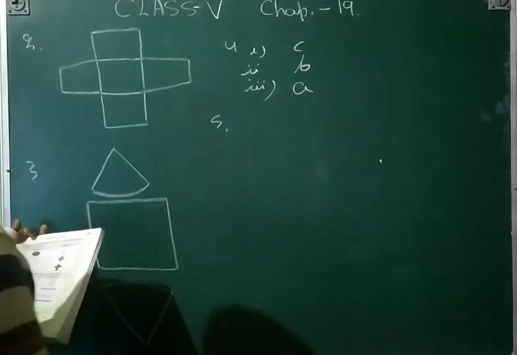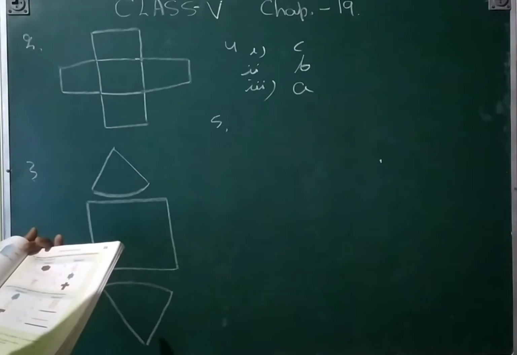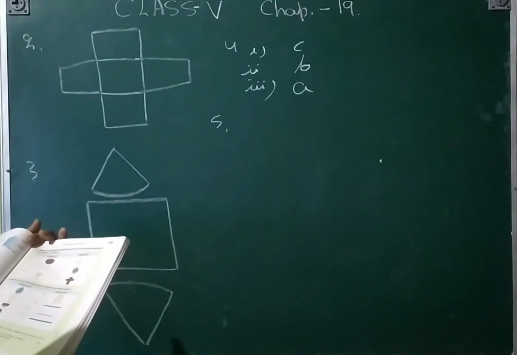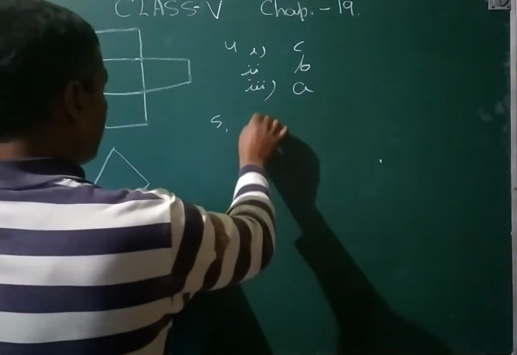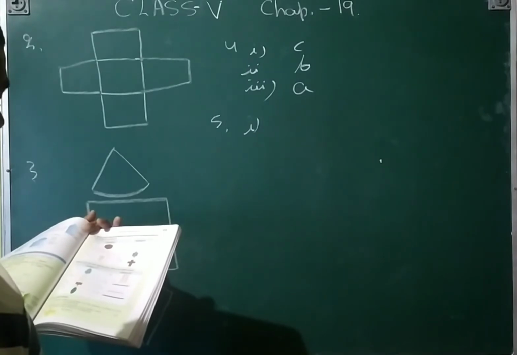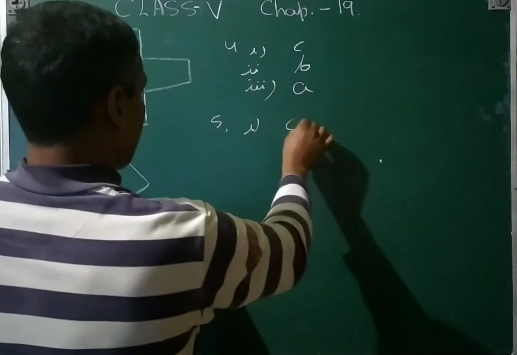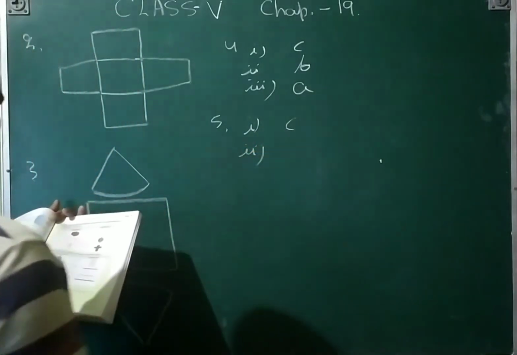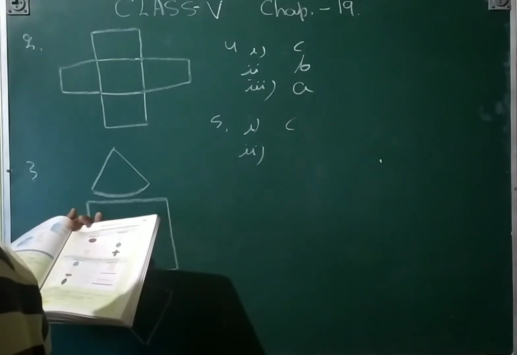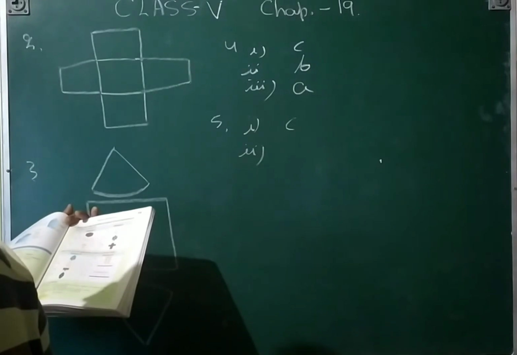Fifth question. Match the net with the appropriate object provided below. That means the first part is a sharpened pencil. So that is a cone and cylinder also. So cone and cylinder you are looking at in the C part. Second one, only a cylinder is here, because 2 circles and 1 rectangle are here. So that is the D part.